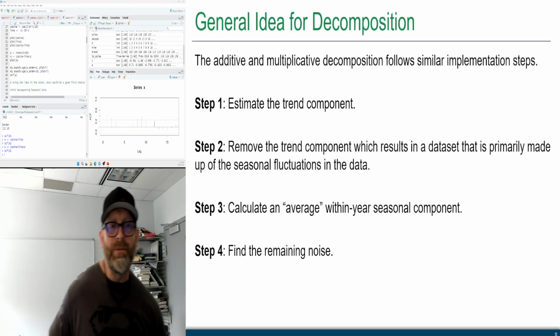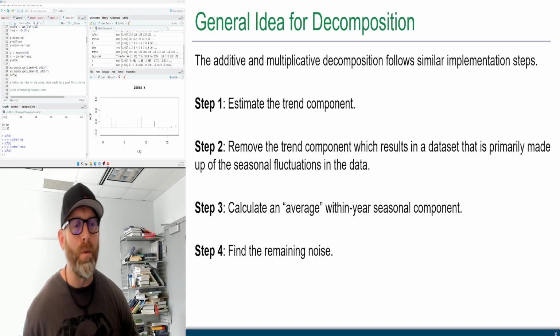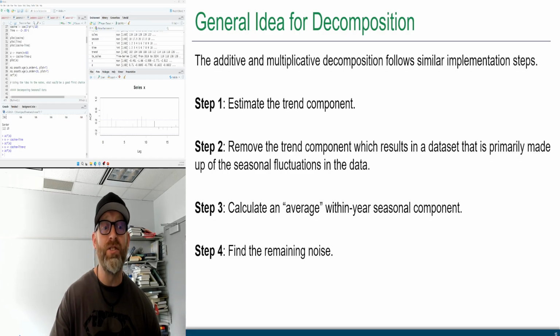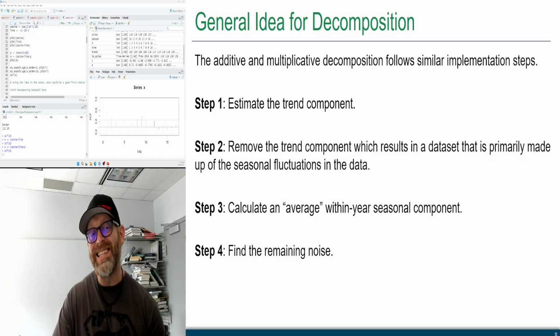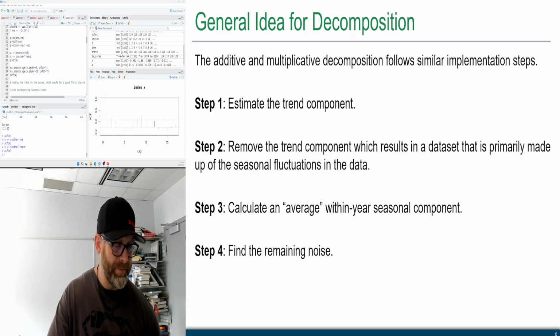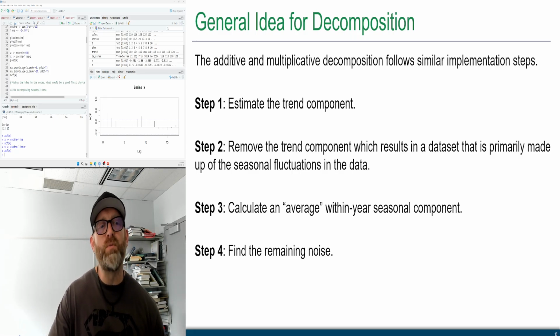So the general idea for decomposition, we can break this down into four main steps. Additive and multiplicative follow exactly the same interpretation, just how we do these steps is slightly different. I'm going to go through the steps piece by piece in terms of the additive. We're going to show a function that does this automatically for us. So we're not going to go through the multiplicative part of this, but if you understand the additive part, you'll understand the multiplicative part. All right, so step one is we want to estimate the trend component. We're going to be able to do this using a smoothing technique.